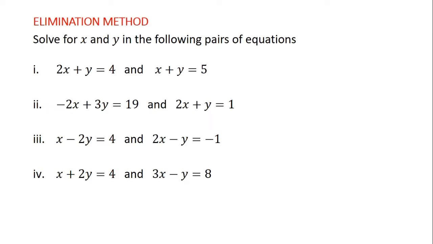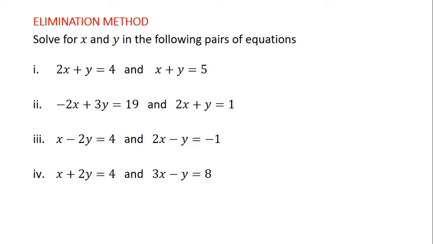We are on the topic simultaneous linear equations in two variables. In the previous video, we learned how to identify a simultaneous linear equation. We also learned about the methods used in solving simultaneous linear equations in two variables. In this video, we are going to learn how to use the elimination method to solve simultaneous linear equations in two variables. We have been given 4 examples here.